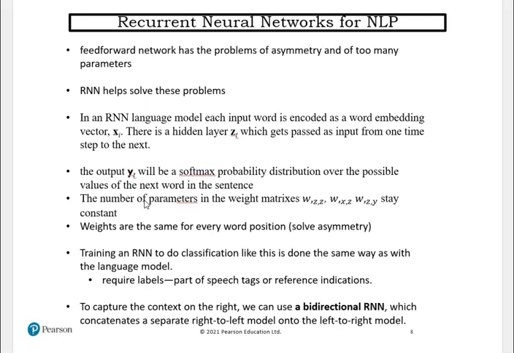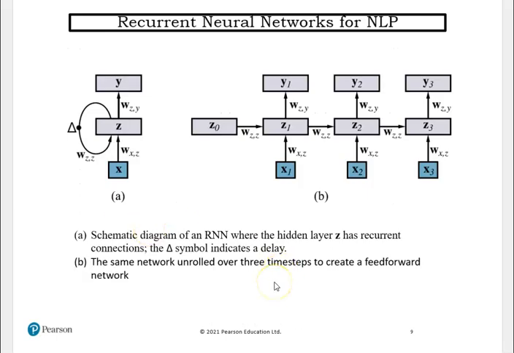Now the number of parameters in the weight matrices will stay constant, and the weights will be the same for every word position. So let's look at a diagram showing how the RNN works in that case.